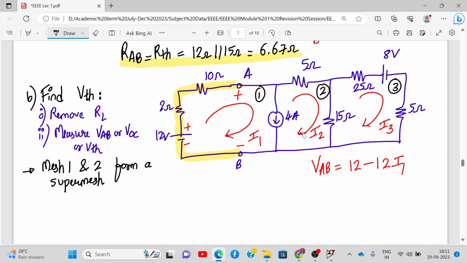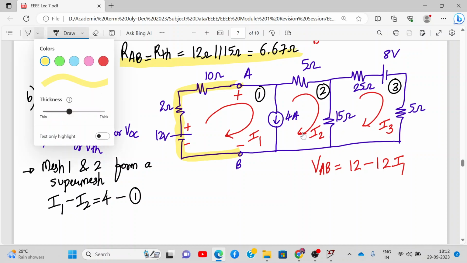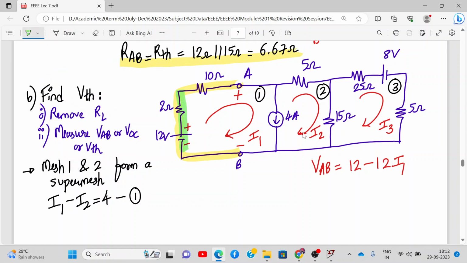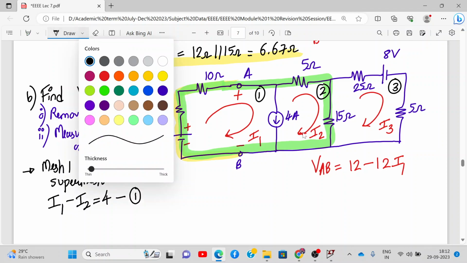The current flowing through this current source will be given by I1 minus I2 is equal to 4 amperes. We'll call it equation number 1. Why I1 minus I2? Because I1 and the 4 ampere current source direction are the same. Next, we will apply the KVL to the super mesh. So let me mark the super mesh over here. This is my super mesh, excluding the 4 ampere current source. So I have to apply KVL around this loop. So let's do that.